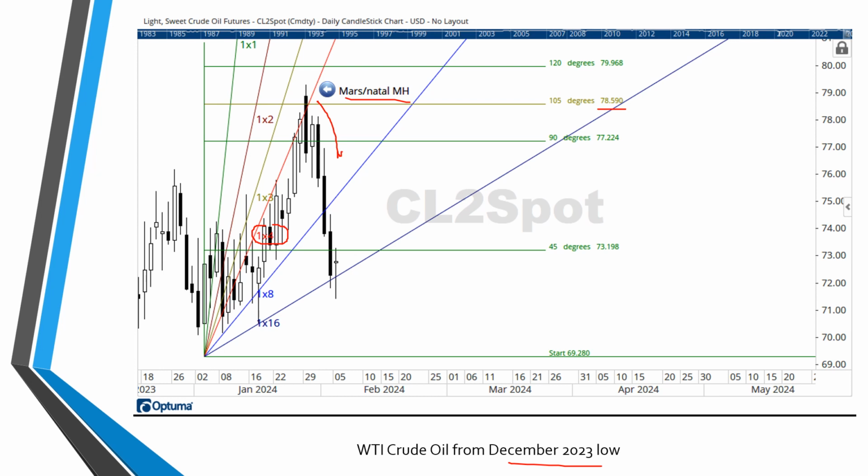If it wants to rally higher, look for it to maybe follow this 1x16 line higher. Maybe look for it to get back to the $77 level. Who knows? We'll see. But again, these lines and these square of 9 levels, they give you a roadmap and they help you make sense of it all. So just pay attention to that going forward.